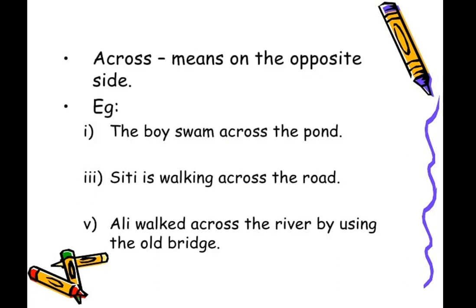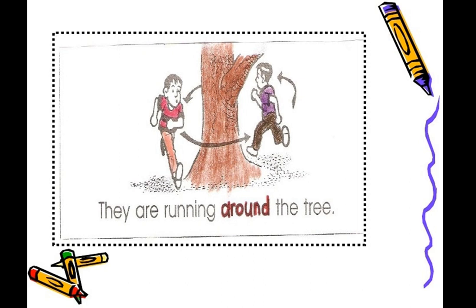So here across means on the opposite side. The boy swam across the pond. Siti is walking across the road. Ali walked across the river by using the old bridge. That means from one point to the other point. You are going to the opposite side.